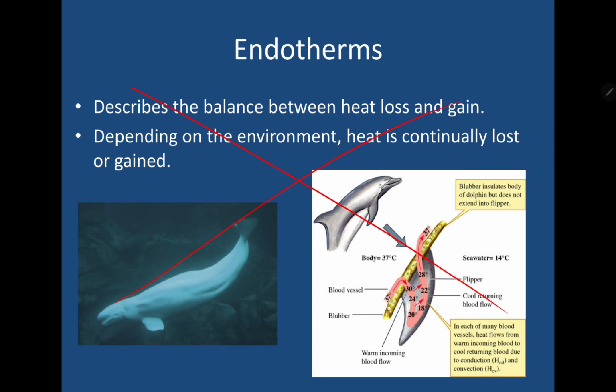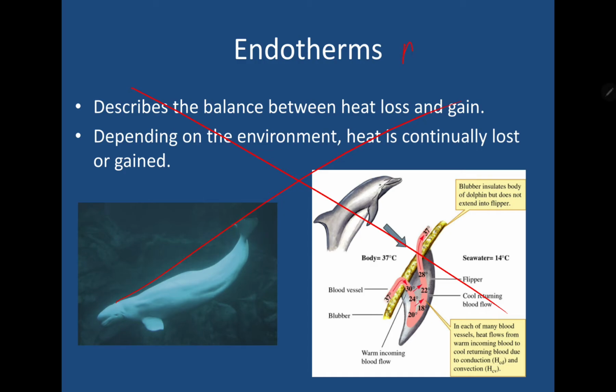So let's just discuss endotherms. Endotherms are organisms that can produce their own heat. So this usually happens through cellular respiration. The process of cellular respiration produces heat in the cells of these organisms, which it then uses to raise its internal body temperatures. So what are examples of endotherms?